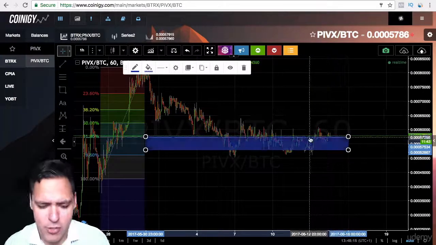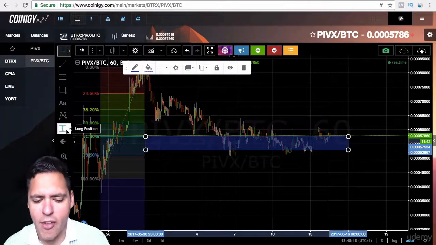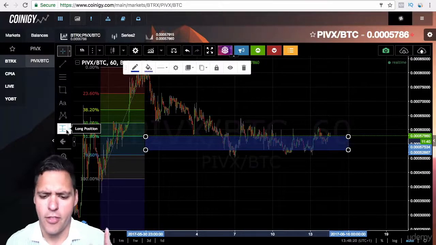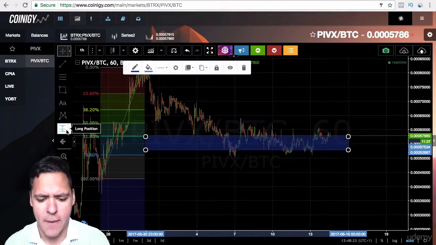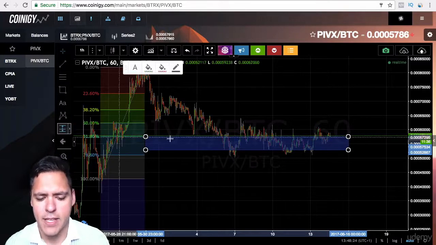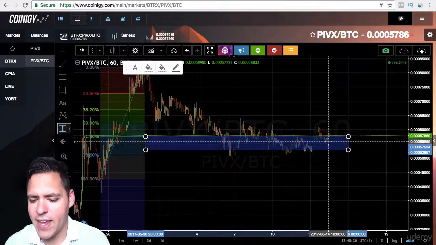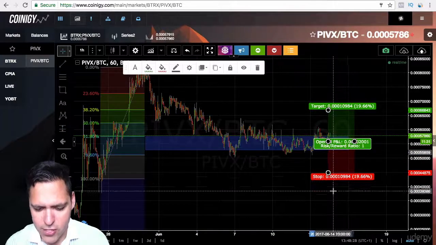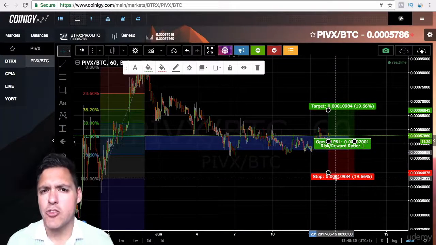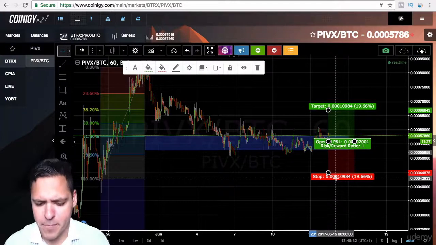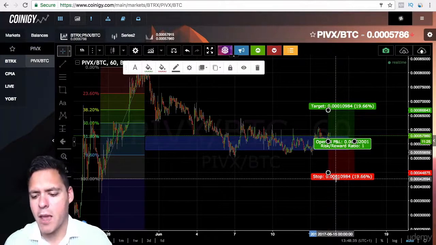Now, let me show you something else that can be overlaid on top of the price, the OTE. And that is the long position. So if we just get that and enter it into this area, this will show you your potential risk reward ratio. Ideally, you want it to be about 2 to 1.